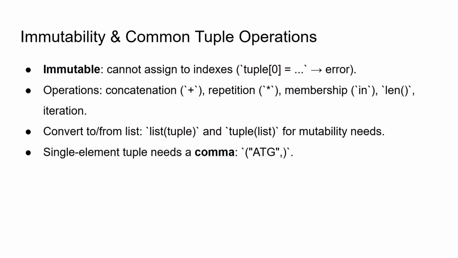Even though we can't change elements directly, we can still do several useful operations with tuples. If you ever need to change elements, you can convert the tuple to a list, modify it, and then convert it back to a tuple. Finally, a small but important detail. If you want a single element tuple, you must include a trailing comma. So immutability gives you safety for fixed data, but you still have flexible ways to combine, repeat, and use tuples effectively.